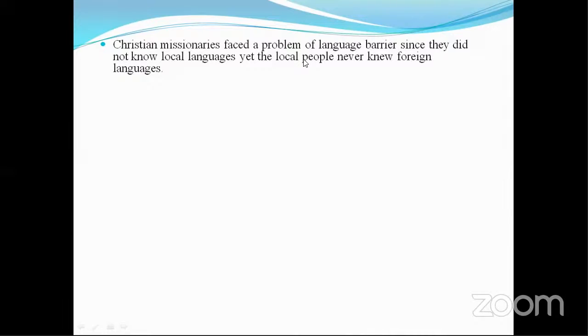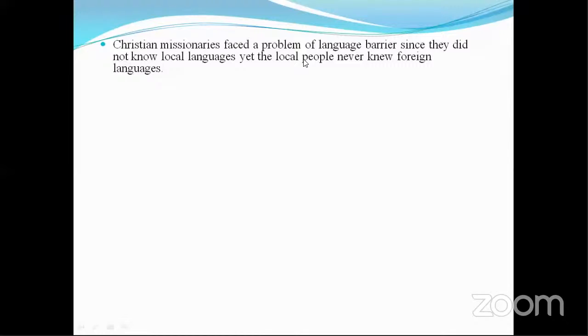Okay. Mary is also raising up her hand. Mary. Mary? Teacher. Yes. Are there some examples of the local languages they learned?